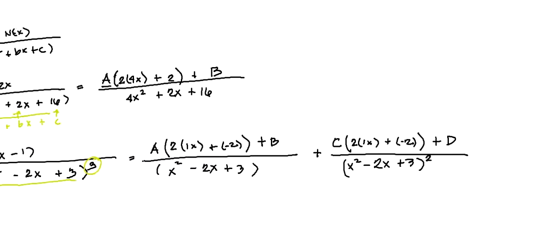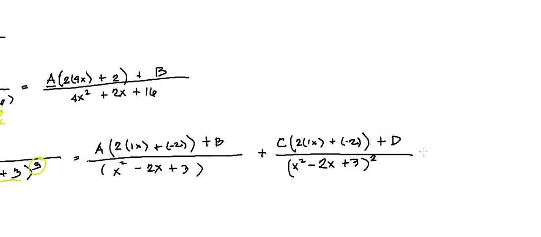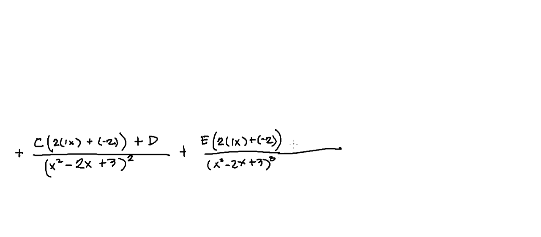Until such time that our n becomes 3, right? Because our n here is 3, so we will end here. Then, let's use another letter, say e, times 2 times the ax, which is 1x, plus b, which is equal to negative 2, plus f.